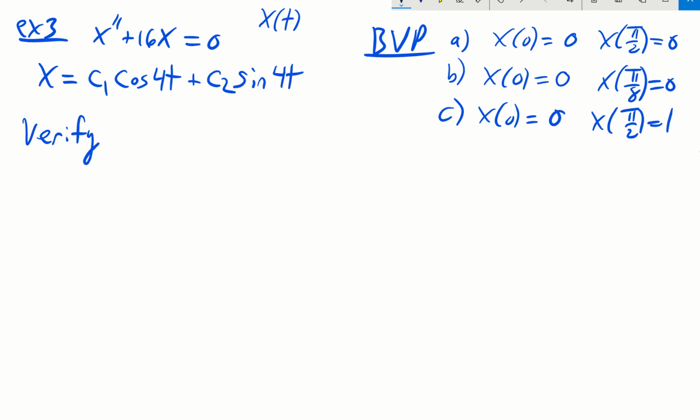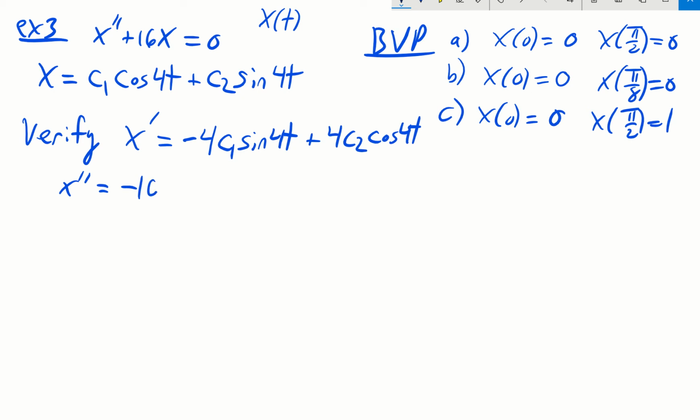So starting with the function x, we're going to need the second derivative. So we're going to begin with the first derivative. The derivative of c1 cosine of 4t, from the chain rule, that's going to end up being a negative 4 c1 sine 4t. The derivative of c2 sine 4t, again chain rule, that's going to be 4 c2 cosine 4t. That's our first derivative. Let's now go ahead and take the second derivative.